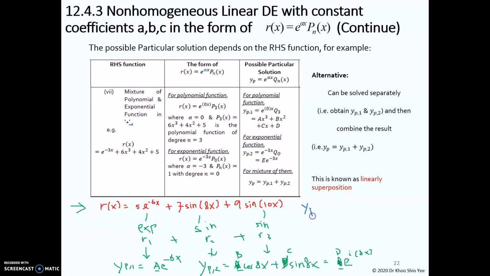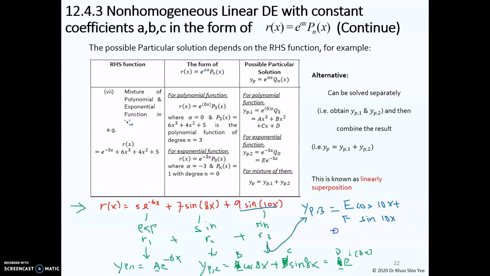Lastly, the third particular solution due to the R3 will be equal to, based on this, you have a sin 10x. Therefore, it can be written as E cos 10x plus F sin 10x.